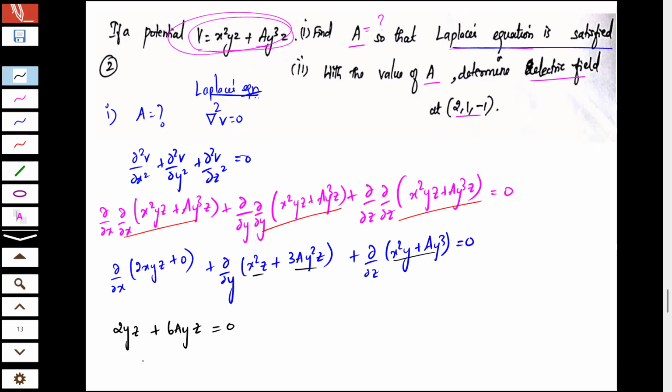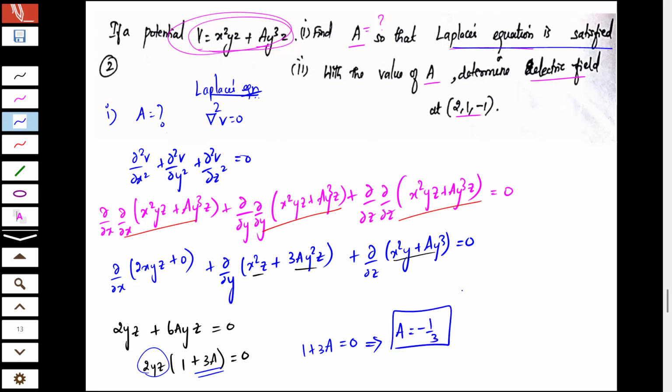Now we can take this 2yz common. 1 plus 3a equals to 0. Now these variables y and z cannot be 0. Thereby only this is equal to 0. So 1 plus 3a only can be equated to 0. From this you can find a is minus 1 by 3. So thereby substituting this, our potential function V will become x square yz minus 1 by 3 y cube z. So this is the potential function V.